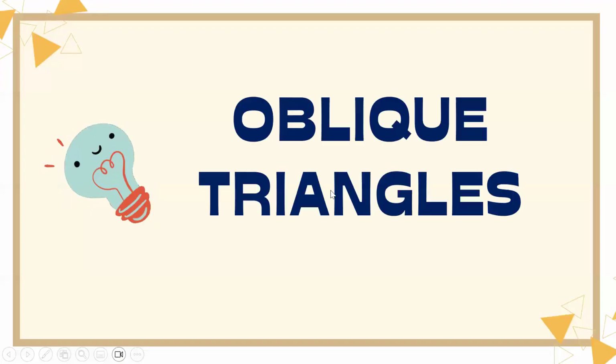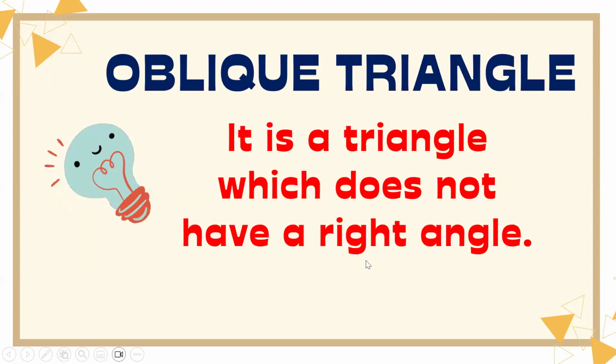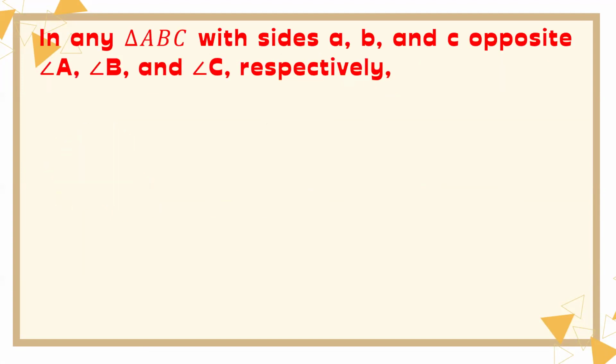All right, so today our topic is all about oblique triangles. So what are oblique triangles? Oblique triangles are any triangles which do not have a right angle. Okay, so how do we illustrate this particular example?